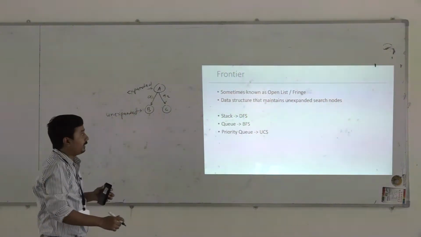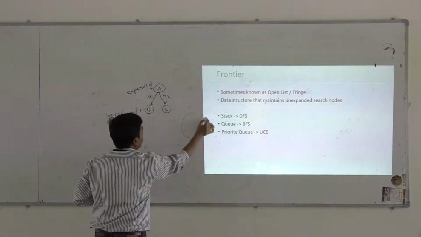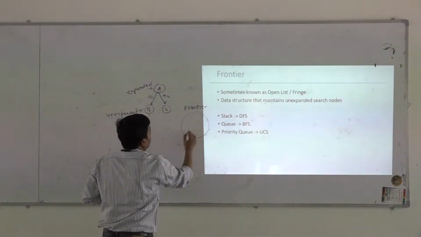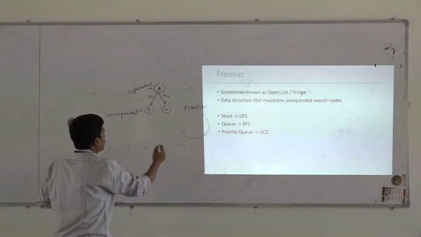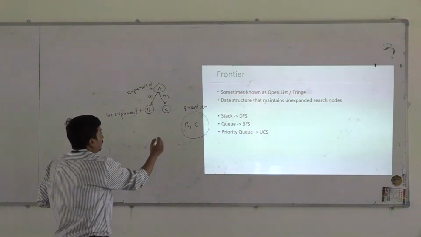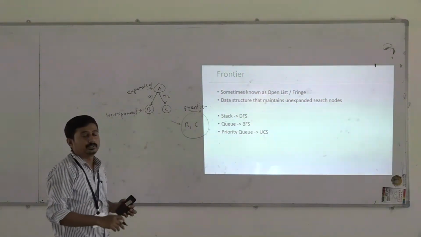Now we have to maintain these unexpanded search nodes. So we maintain them in a structure called the frontier. Sometimes it is known as an open list or a fringe. So they will be maintained in this frontier, and the data structure that you use to implement this frontier decides your search strategy.